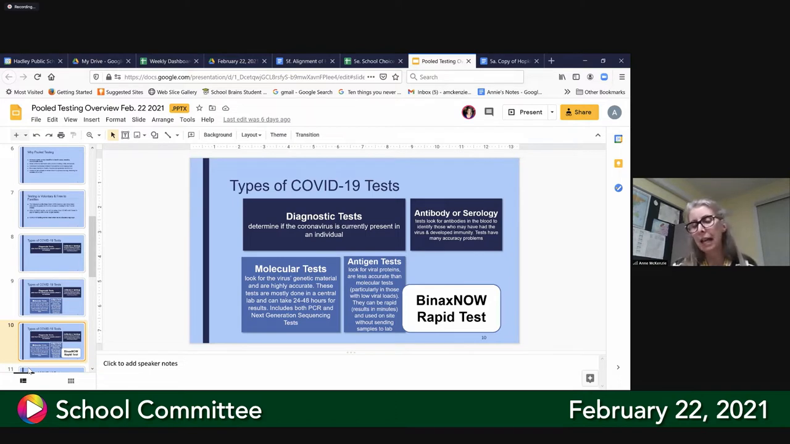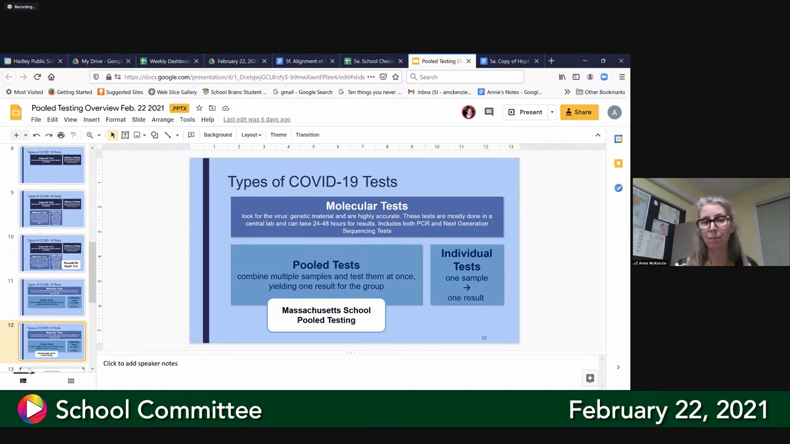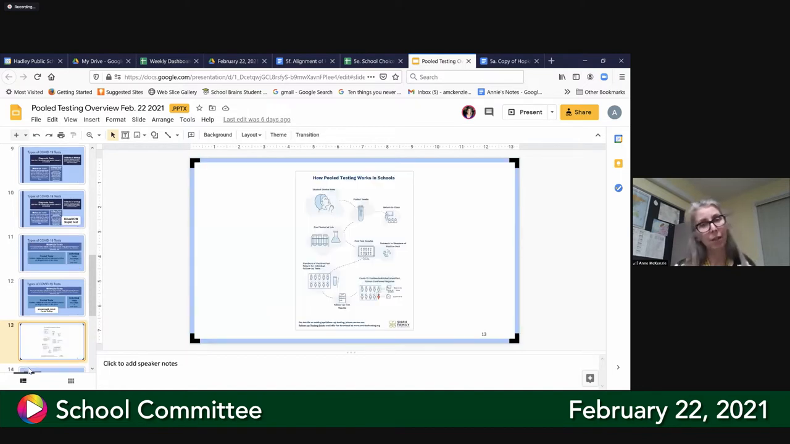The Abbott BinaxNOW rapid test, which can deliver results very quickly, is used in the pool testing program when a pool comes back positive, and there'll be a diagram that shows kind of how the whole pool testing process works. And the molecular testing is used as part of the initial pool testing, gathering pool testing samples. So this is really hard to see.